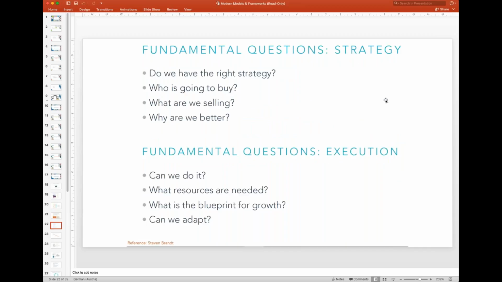I won't go too deep into these because there's no added value in just reading what is written, and all slides will be handed out later. But this slide and the next one are just good trigger questions for thinking about your vision, your strategy, and the execution.